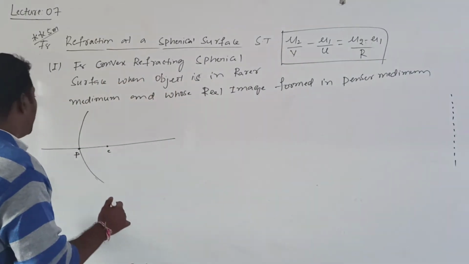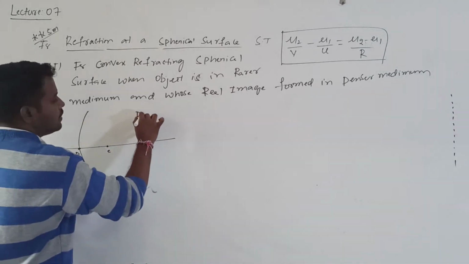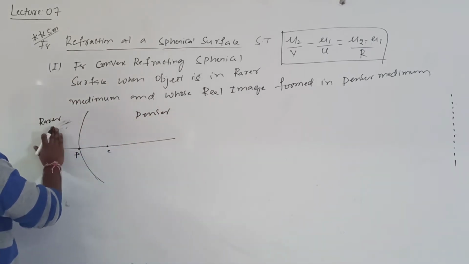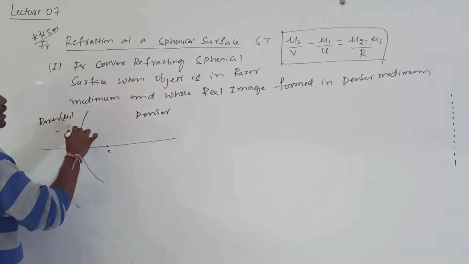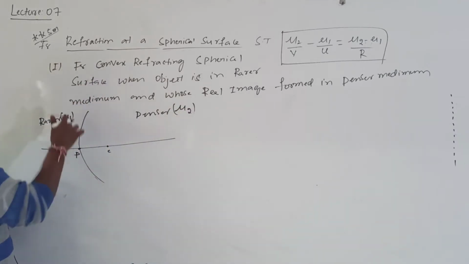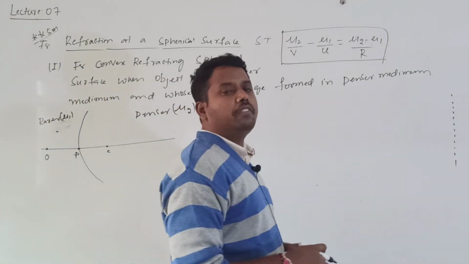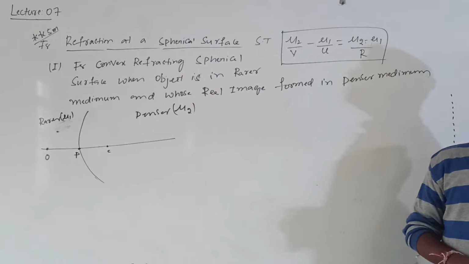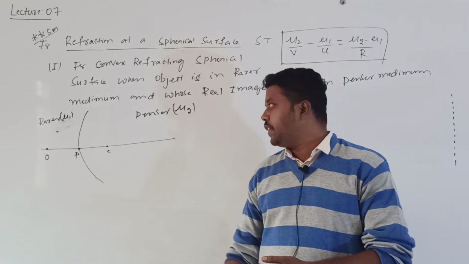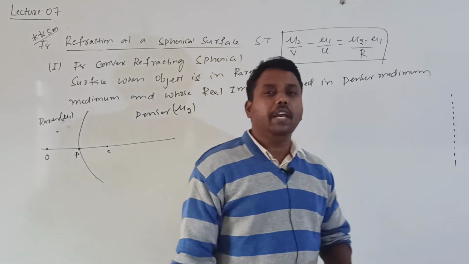Now let us see, this will be the rarer medium of refractive index mu 1, and this will be the denser medium of refractive index mu 2. As per my given condition, object was placed in a rarer medium of refractive index mu 1. So mu 1 is also called the refractive index of the object space. Now I want to get the image formed.